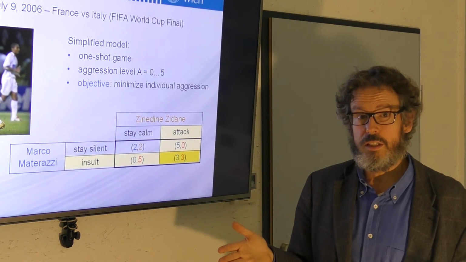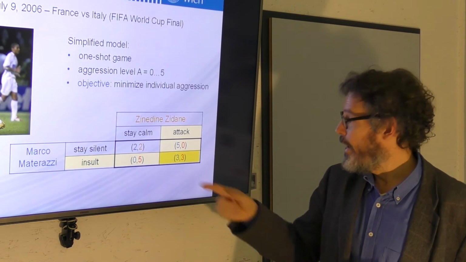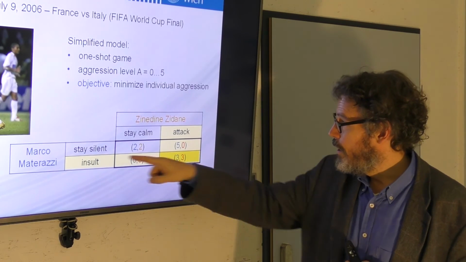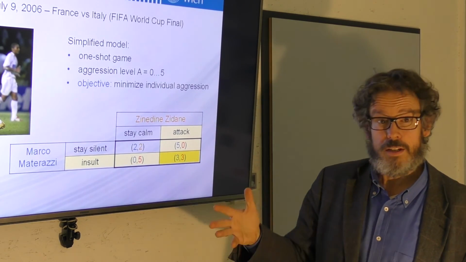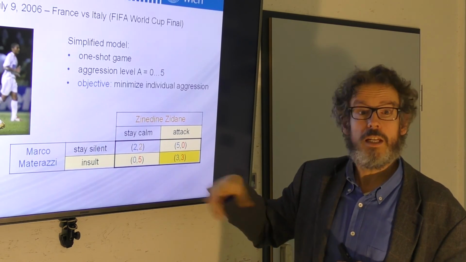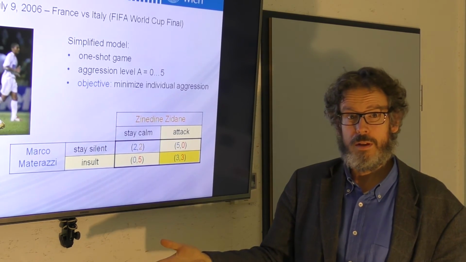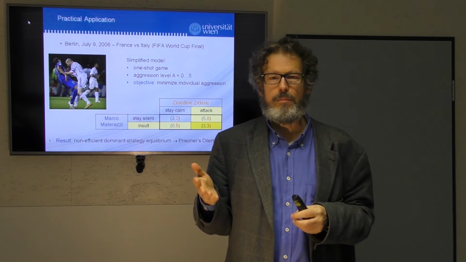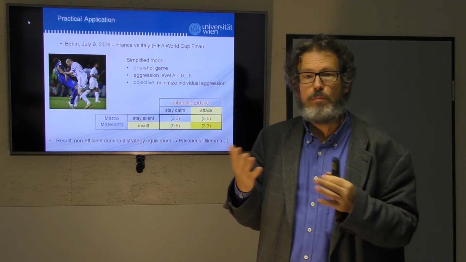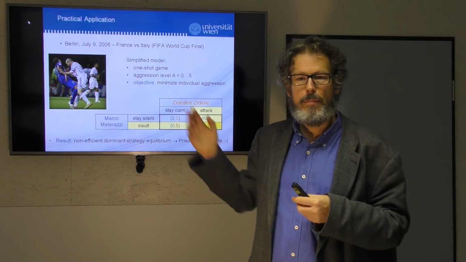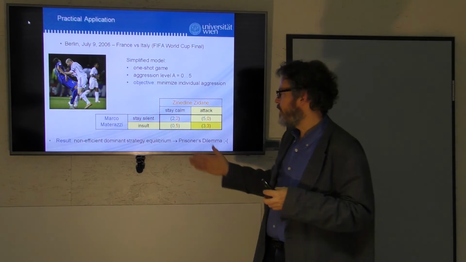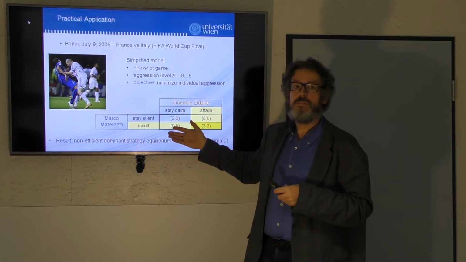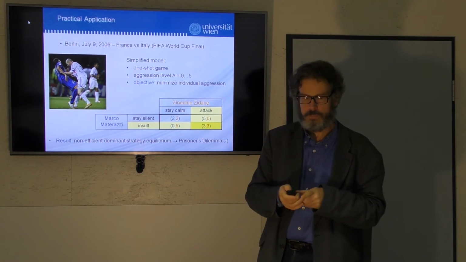Both of them have dominant strategies, and inevitably they end up in the situation where the one is insulting, the other one is attacking. Even if staying silent would have been socially better for both of them. So this is a very clear explanation of this situation, which seemed to be quite strange at the time, but game theory is apparently able to provide a consistent explanation. This is nothing else than prisoner's dilemma reloaded.